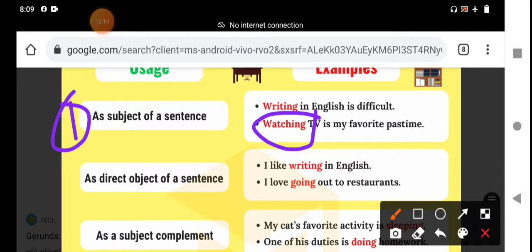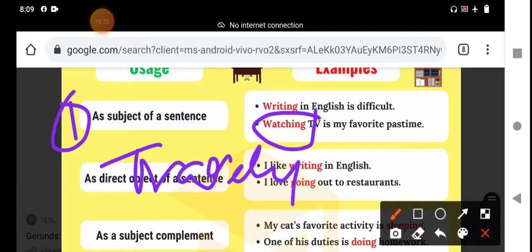For example, traveling is a good way to expand our world view. In my example, traveling is a good way to expand our world view. That is, traveling functions as a noun in this sentence. For example, in competitive exams, they have given the sentence, traveling is a good way to expand our world view.